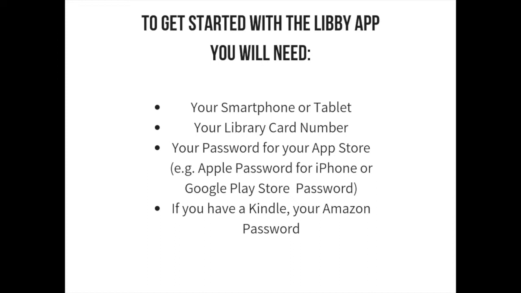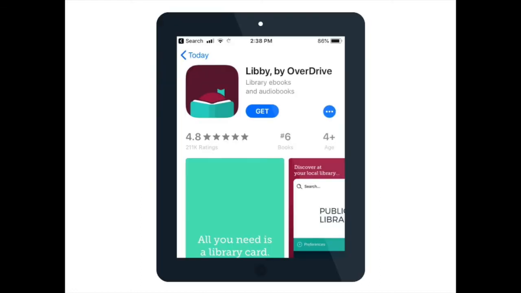In order to get started with the Libby app, you will need your smartphone or tablet, your Prospect Heights library card number, your password for the appropriate app store, and if you have a Kindle, your Amazon password. Let's get started. The first step is going to your app store. That would be the App Store if you are on an iPhone or an iPad, or the Google Play Store if you're on an Android.